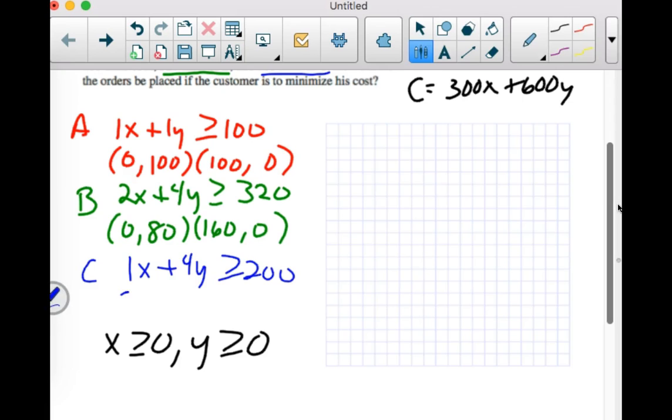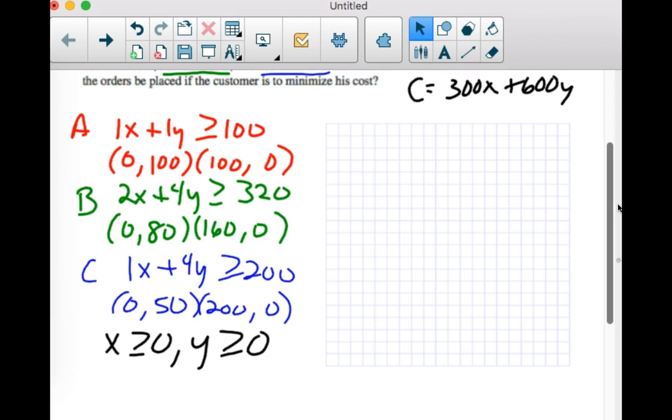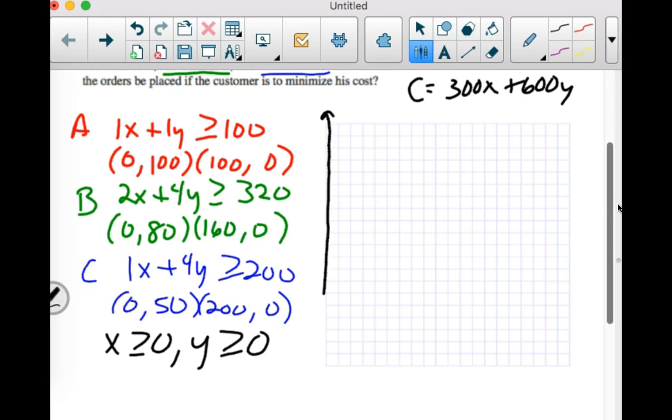And then the last one, put a 0 in for x, and it'll say 4y equals 200. That's going to be 4 times 50. And then put a 0 in for y, and we're going to need a 200. Now, the whole reason we do those is so we can get an idea of what we should use for intervals when we're graphing this. And we are in quadrant 1 because we had x greater than or equal to 0 and y greater than or equal to 0, our two refineries.